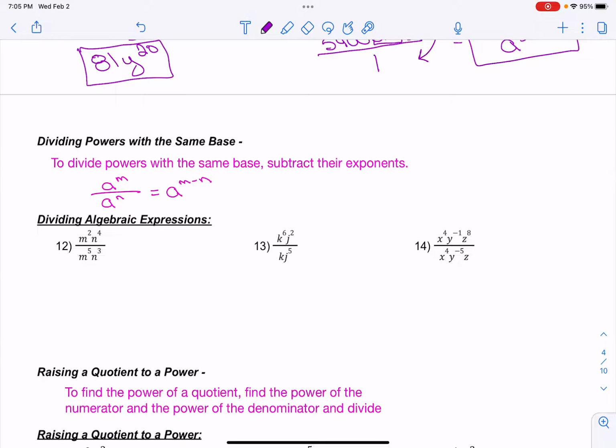The next thing we learn is dividing powers with the same base. So if we are dividing powers with the same base, you are just subtracting those exponents. So multiplying with the same base, you add. Dividing with the same base, you subtract. And again, this can get a little tricky when you get those negative exponents.